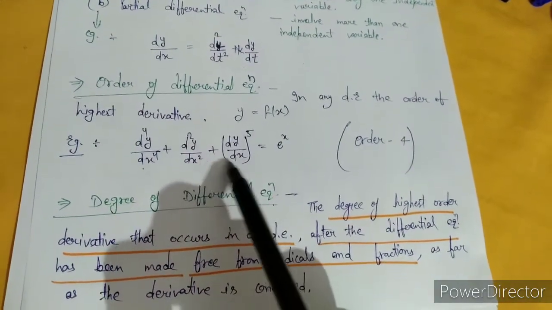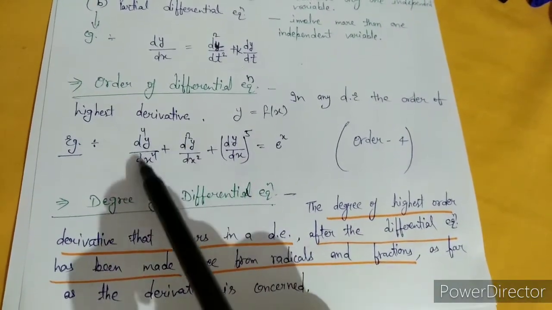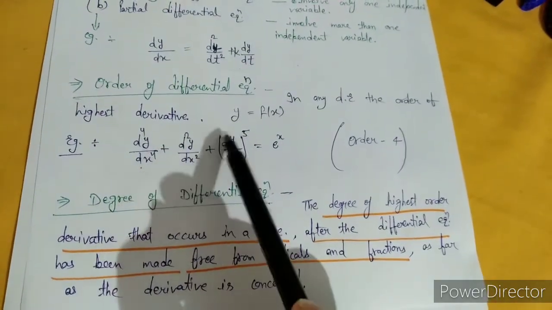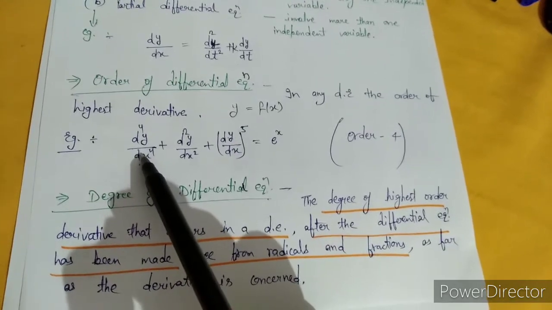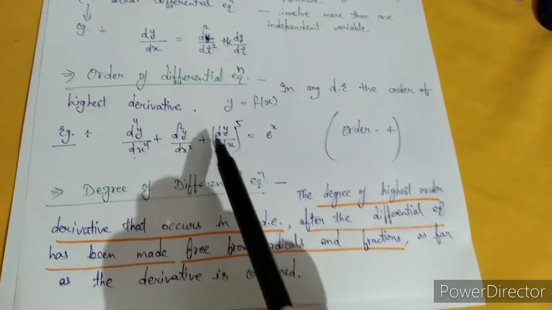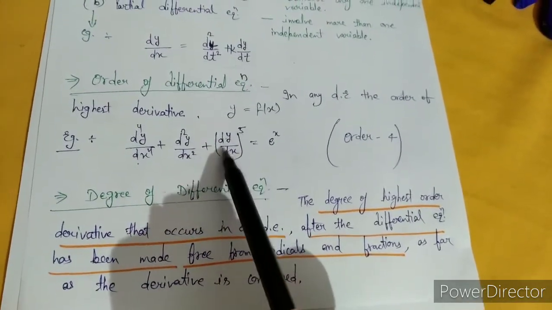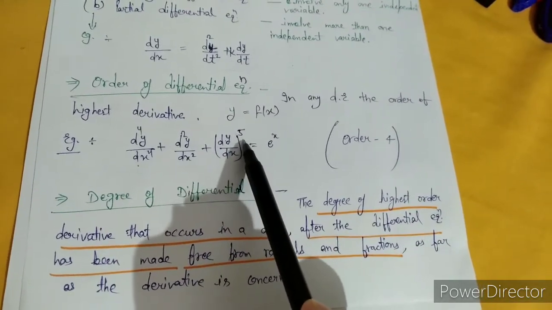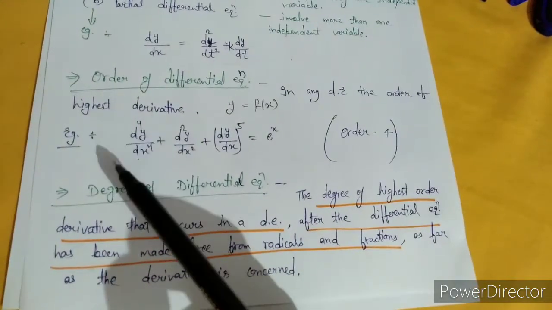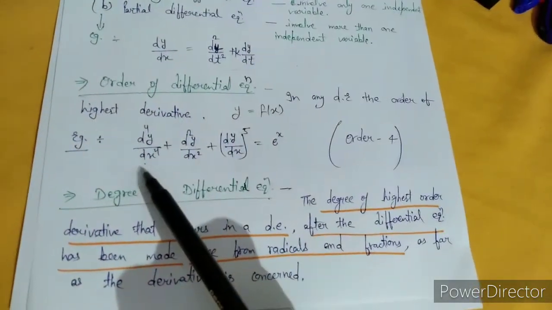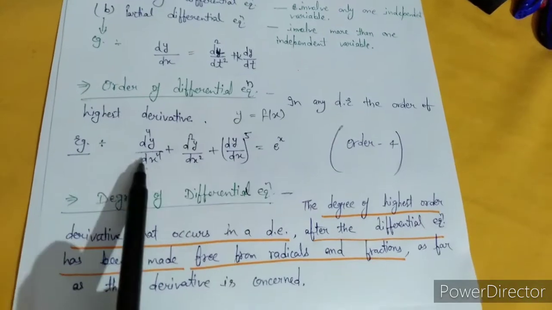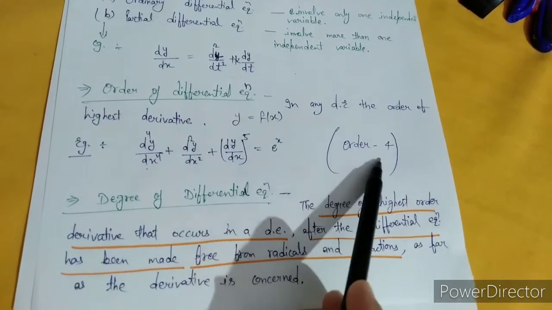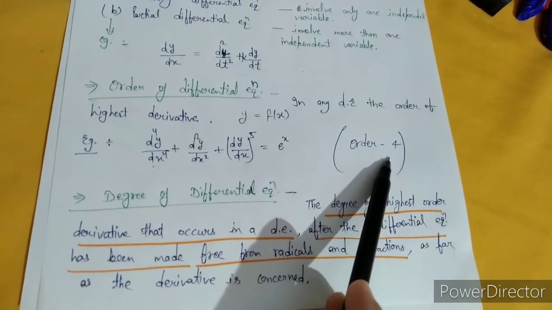This is the first order derivative, this is the second order derivative, and this is the fourth order derivative. It means I have differentiated this function y 4 times. So this is the highest derivative. We cannot say that this is the highest derivative because this is the power of the first order derivative, and that power is here what? 5. So now just conclude the next term, that the order of this differential equation is 4. Understood?